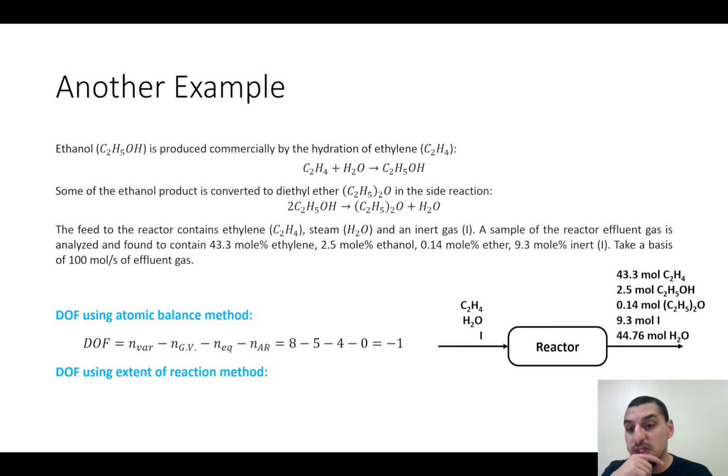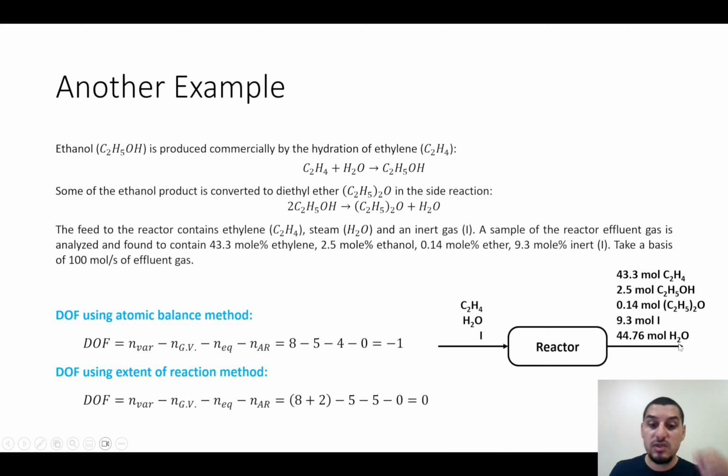However, if we do the degrees of freedom using the extent of reaction method, the number of variables we have is 1, 2, 3, 4, 5, 6, 7, 8 plus 2, which are 2 extents of reaction. So we have 10 variables. We know 5 of them. We have 5 balance equations: ethylene, ethanol, diethyl ether, inerts, and water, and we have no additional relation, so the degrees of freedom is 0. So now we have the same case. We have 2 different values of degrees of freedom using the 2 methods.